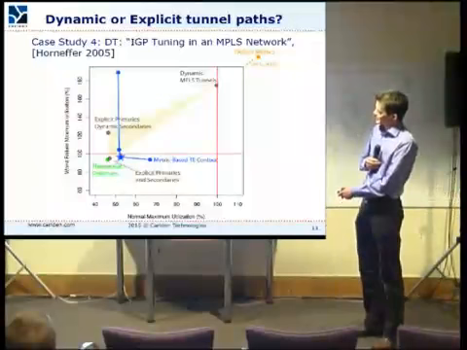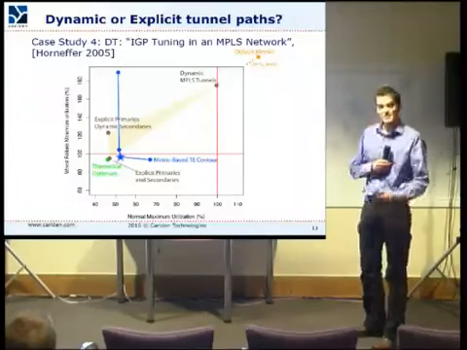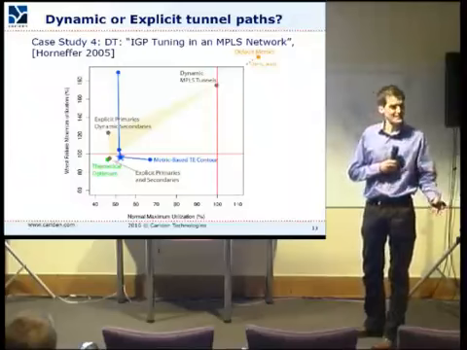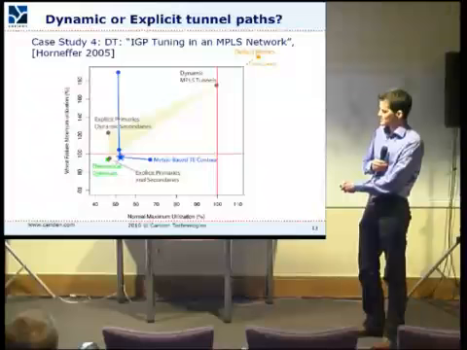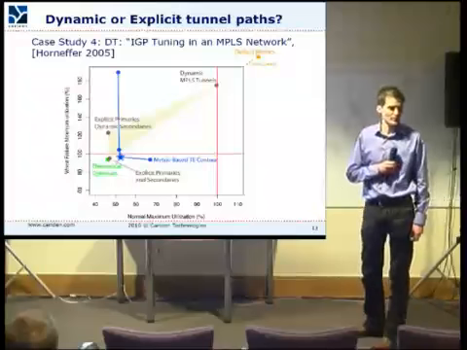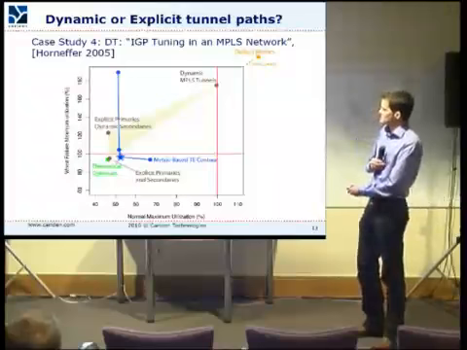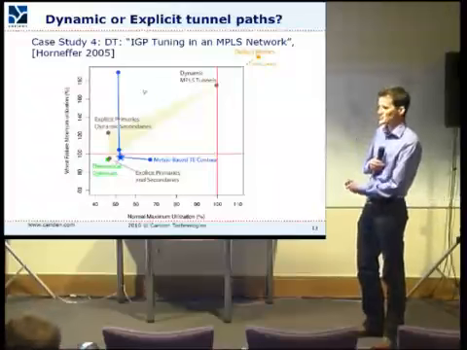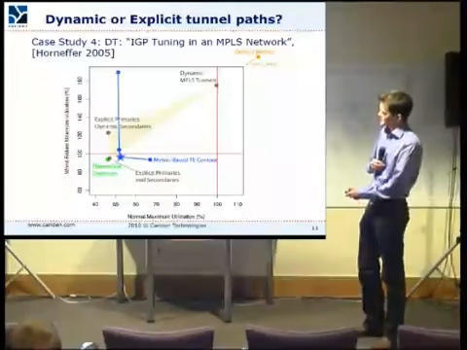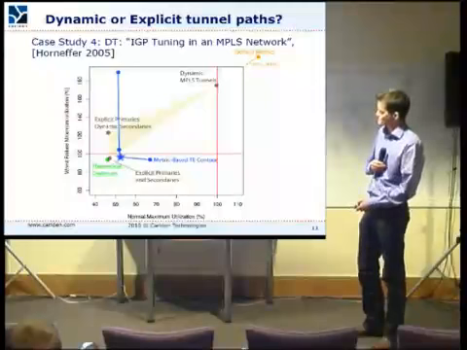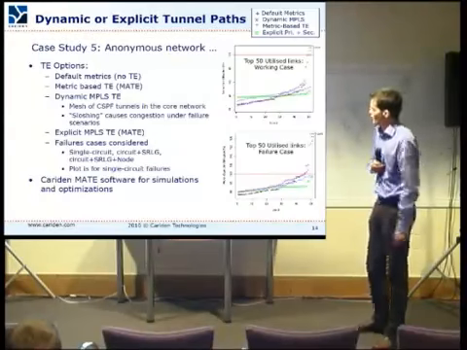This blue point here represents optimizing primarily for failure case, and you can see that the working case utilization is higher, but the failure case utilization is significantly reduced. In this case, what they went for is another optimization goal, which was prioritizing failure case, but using IGP metrics. So it's sort of getting them to that point there.